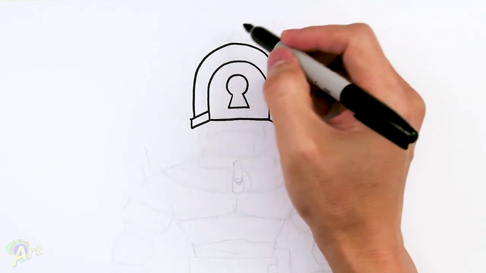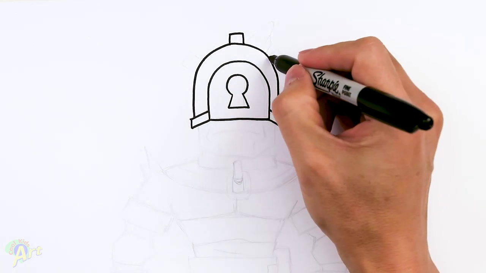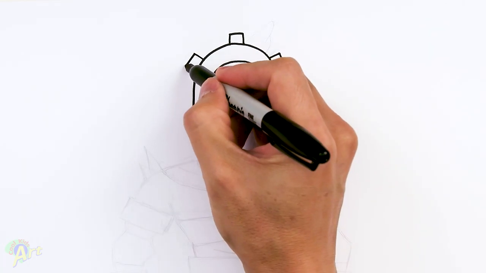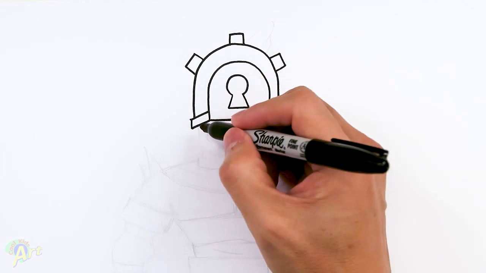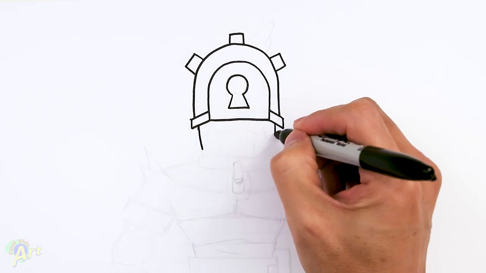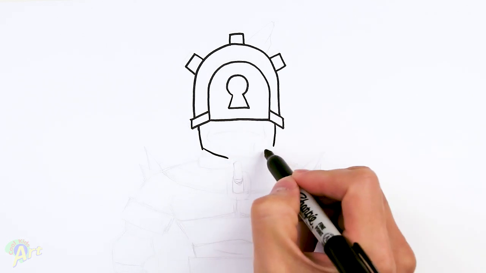Okay, and then it's got some more detail up here. So I'm just gonna draw in a bunch of little rectangles or squares. So that's pretty much the helmet area. So now let's come down and finish up his face. Come down the side here. Just gonna draw two lines coming down, and then we're gonna angle it in. This is gonna be his jawline.